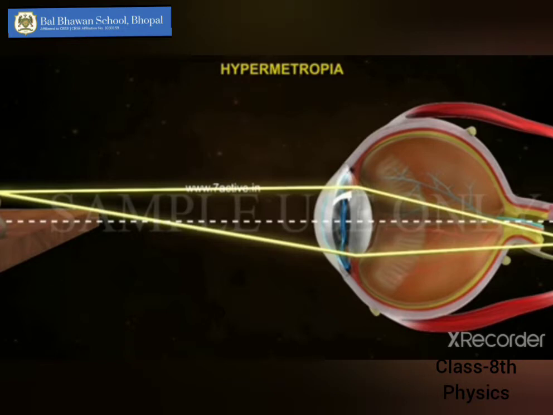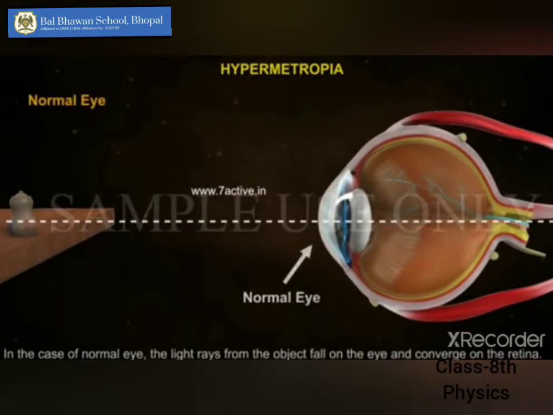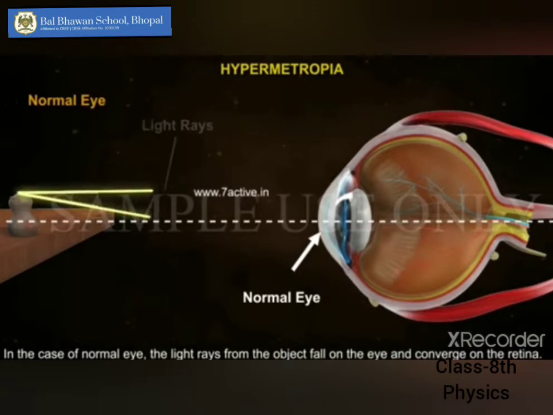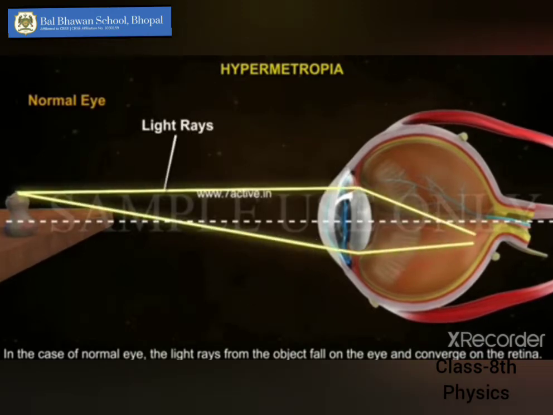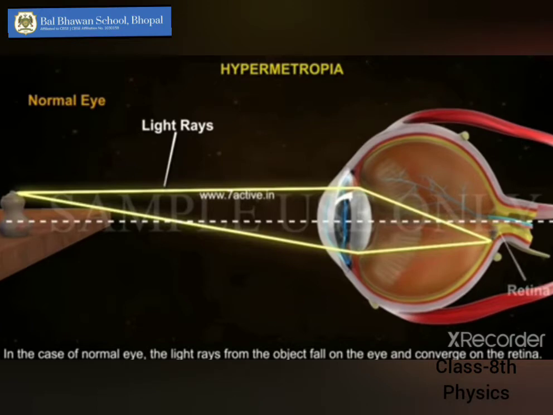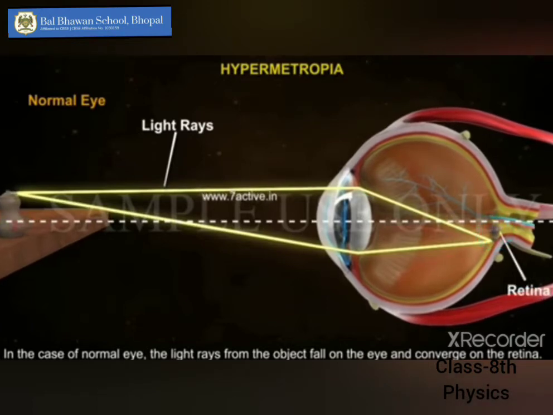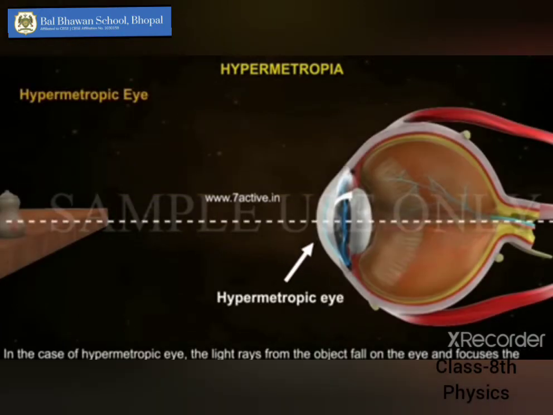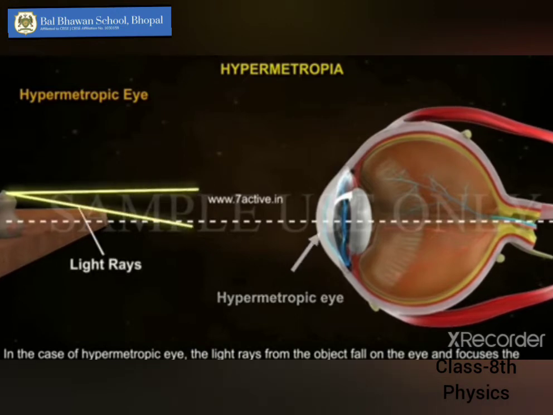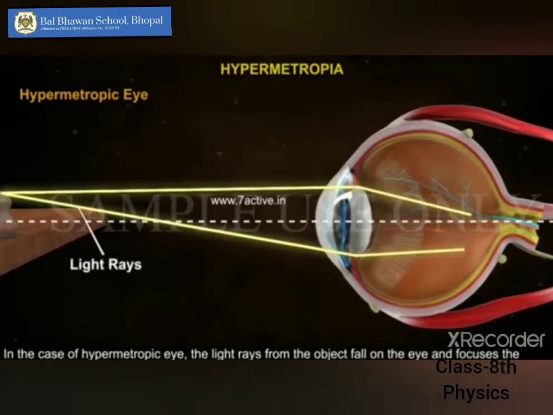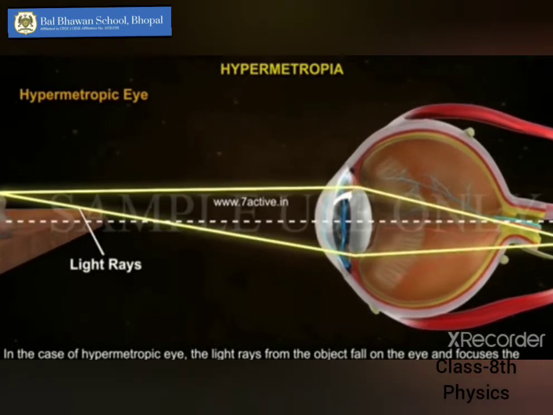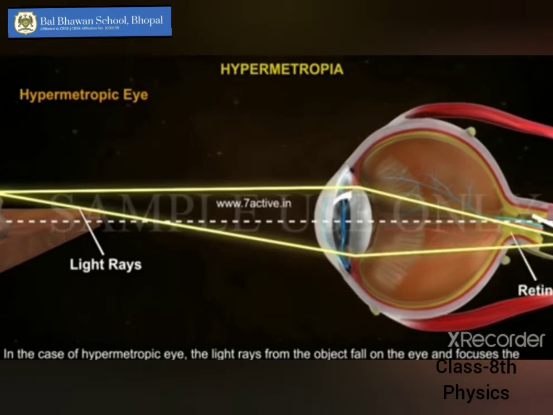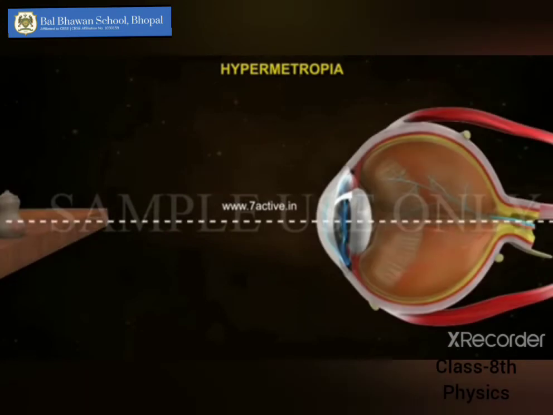Okay, so this way we are able to see the far off objects clearly, but the nearby objects appear blurred to us. In case of the normal eye, the converging should occur on the retina, right? So that the image can be easily obtained and interpreted by the brain. But if it is a hypermetropic eye, what will happen? The far away objects will be clear, but the nearby objects will not be clear, because the converging again will occur somewhere behind the retina, not on the retina.